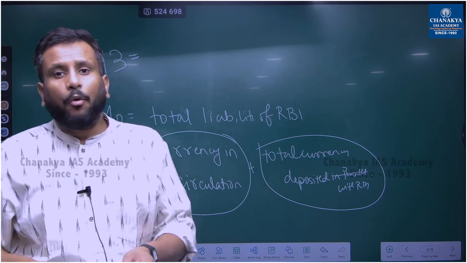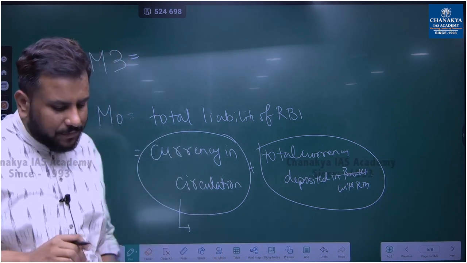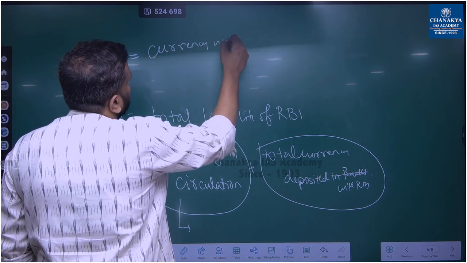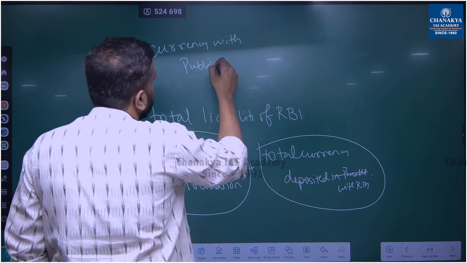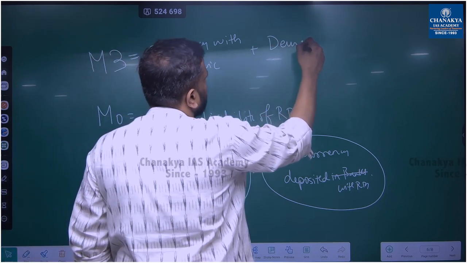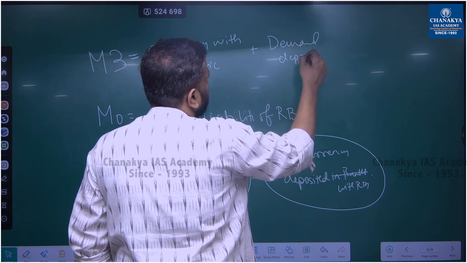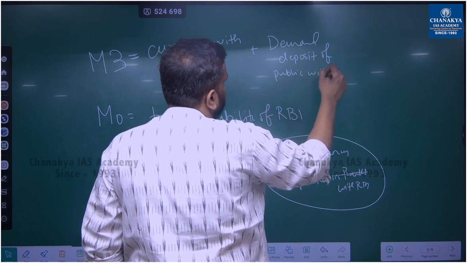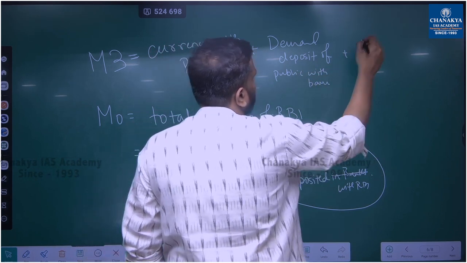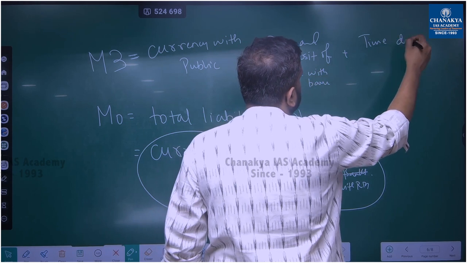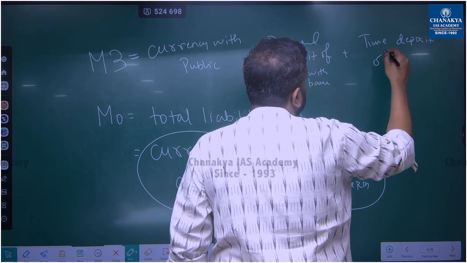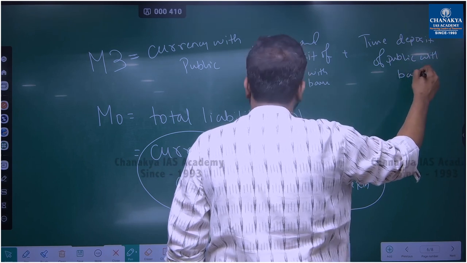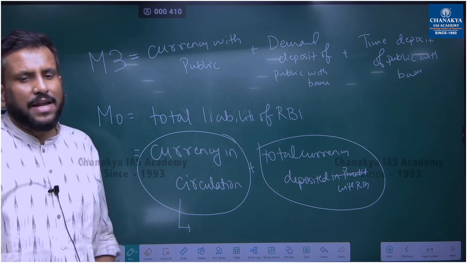But M3 क्या होगा, M3 will be more than M0, and what is M3? It is the currency with public plus demand deposit of public with banks plus time deposit of public with banks. So this is the difference between M0 and M3.